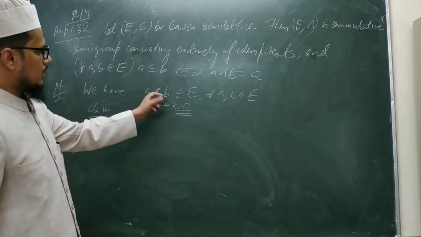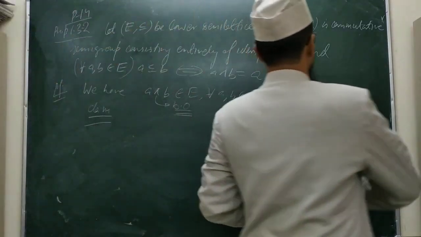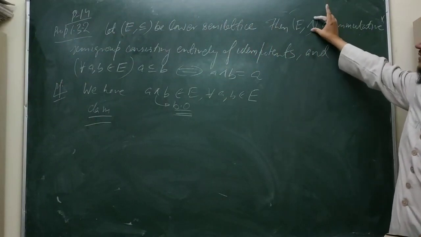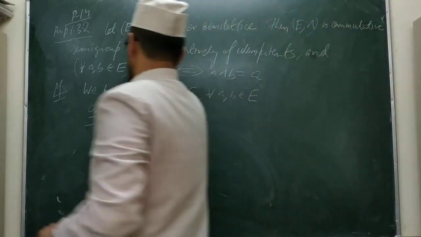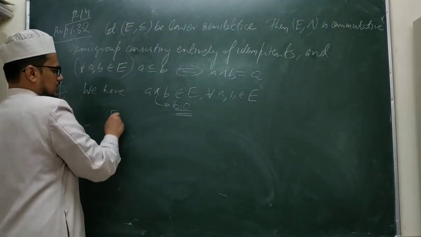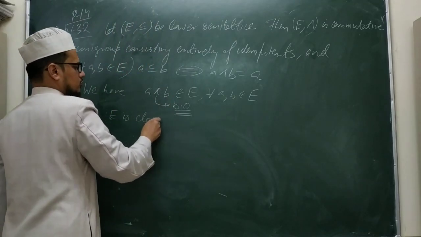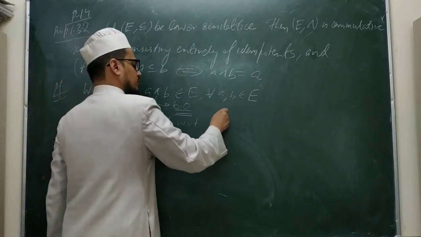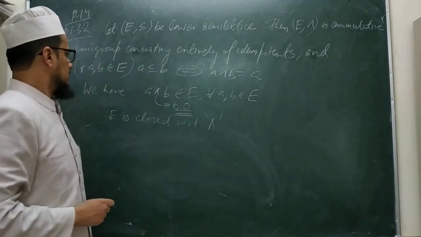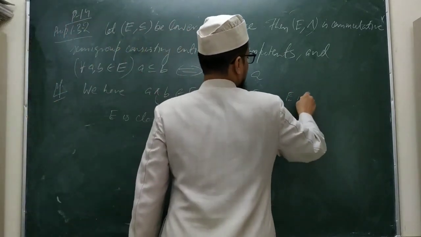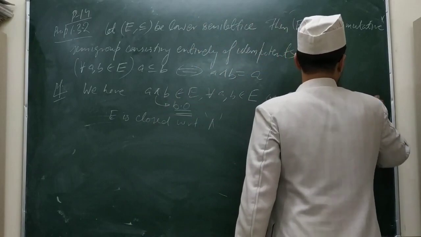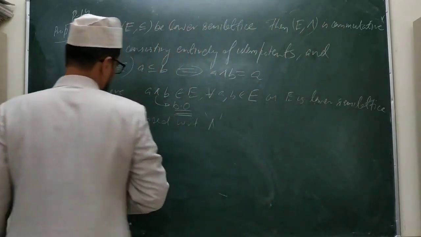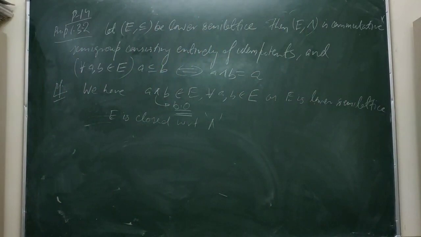Because see what they are saying. They are saying that E forms a semigroup with respect to this operation. Of course, it is closed. So E is closed with respect to this operation, as E is a lower semilattice, correct? So E is closed with respect to this.